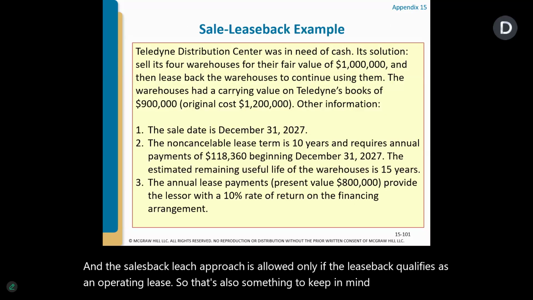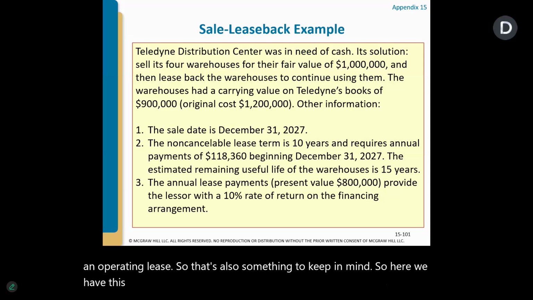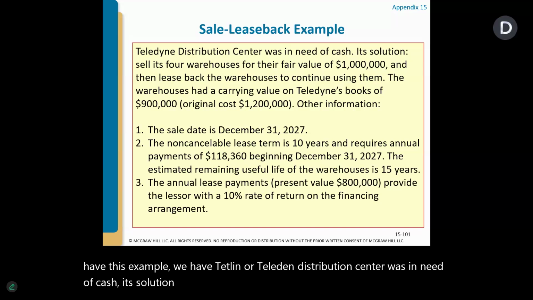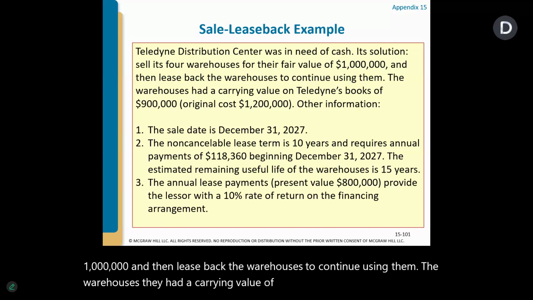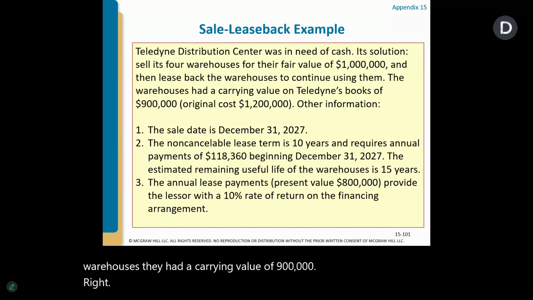So here we have this example. We have Teledin Distribution Center, which was in need of cash. Its solution was to sell 4 warehouses for a fair market value of $1 million, and then lease back the warehouses to continue using them. The warehouses had a carrying value of $900,000, right? So now it's saying the sales date is December 31st, 2017.